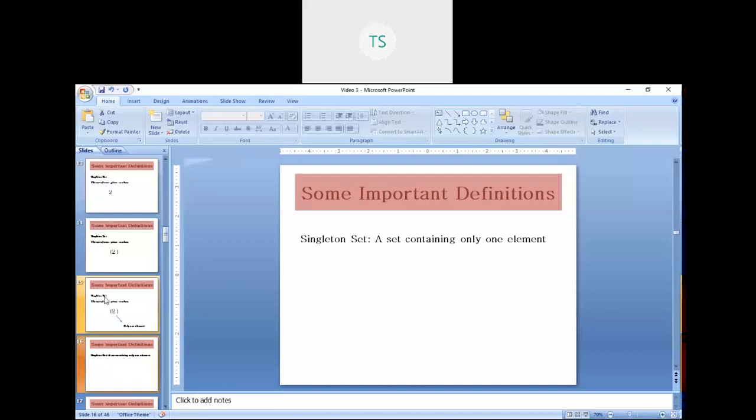Till now we have done two definitions. The first one is an empty set and the second one is a singleton set. Now the next definition is the finite and the infinite sets. Now these two words, finite and infinite. What do you mean by finite? If I say finite, finite means what?